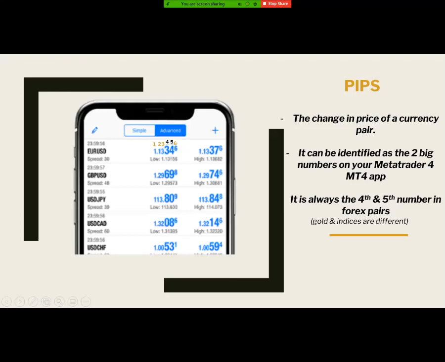Each pair has a price, and it's always going to be your fourth and fifth number. You guys can see that here. 1, 2, 3, 4, 5, 6. Don't let the decimal fool you. No matter where the decimal falls, whether it falls here, whether it falls back here, your pips are still the fourth and fifth number. Let's look and count it out. 1, 2, 3, 4, 5. The decimal is different, but the pips stay the same. 1, 2, 3, 4, 5. All right.